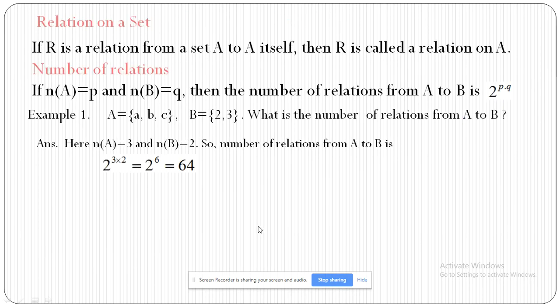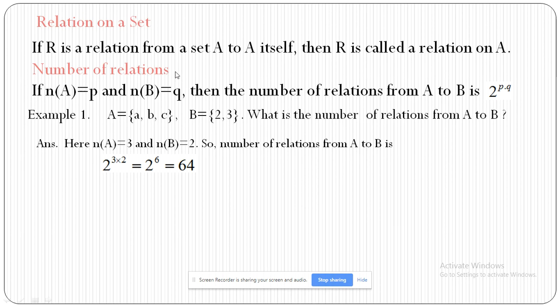Now, relation on a set. If both the sets are the same, that means if the relation R is from a set to itself, that is, if R is a relation from a set A to A itself, then R is called a relation on A. Okay.